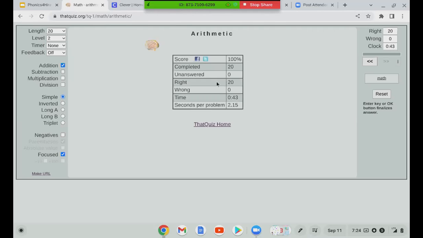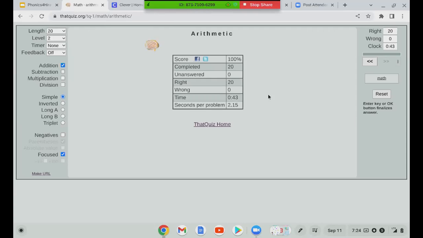All right. So what the feedback would do: at the end, if I had the feedback turned on, it would just tell you which problems they missed. But I'll have to check that to make sure. I will do another example. We'll see how that works.